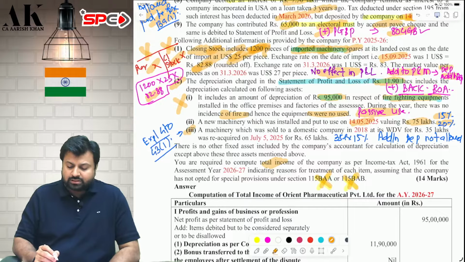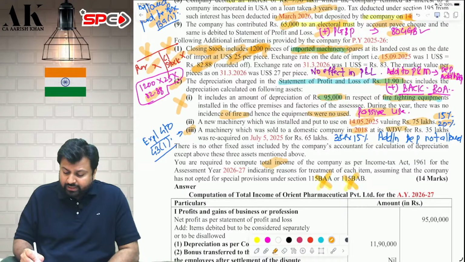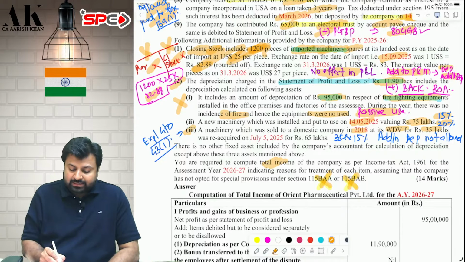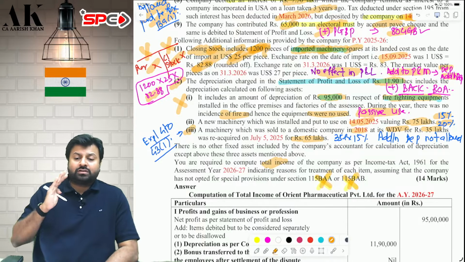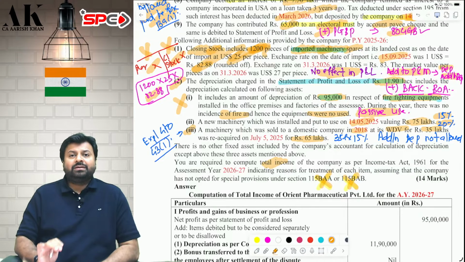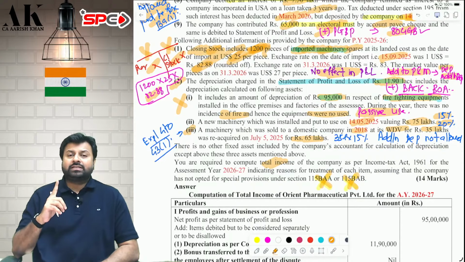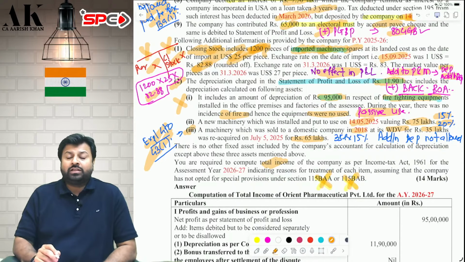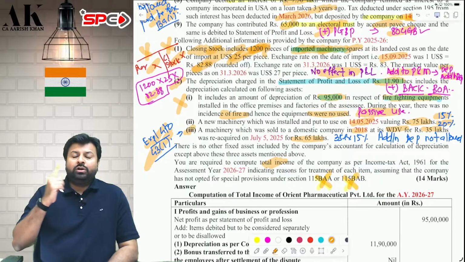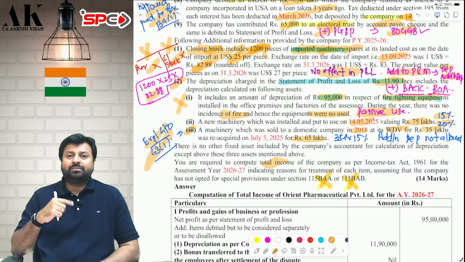Third one is a very good adjustment. In 2018, you sold some machinery whose WDV at that time was 35 lakhs. Now you are purchasing that machinery back for 65 lakhs. So do you remember? If you sell an asset and reacquire, then the actual cost of the asset will be determined as per Explanation 4 to 43(1). That is the WDV at the time of original transfer or the reacquisition price, whichever is lower.